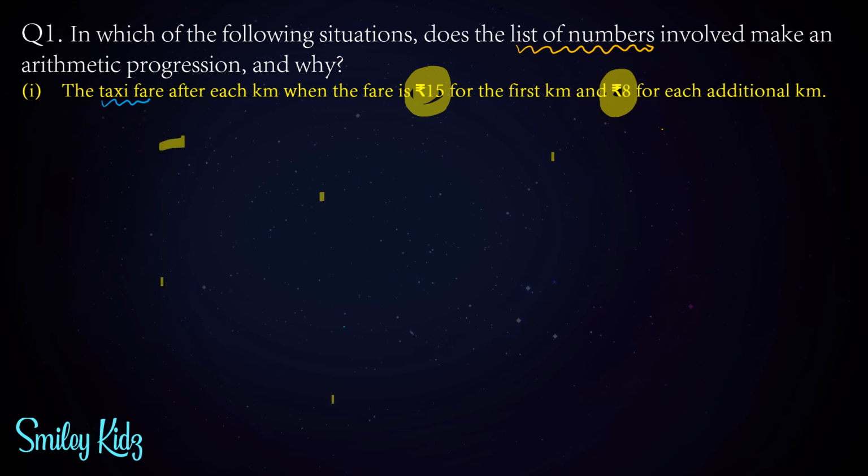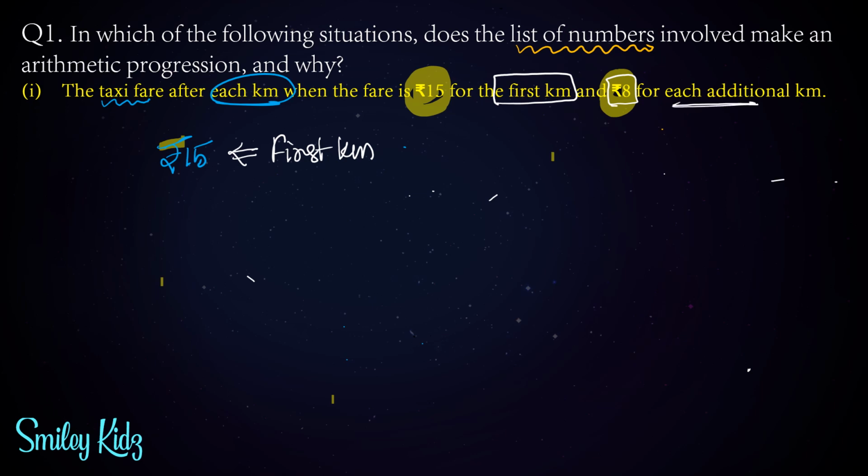That means first, the taxi fare after each kilometer when the fare is rupees 15. Now the fare is rupees 15 for the first kilometer only. So, rupees 15 is for the first kilometer. Then we have the next part of the question which says, and rupees 8 for each additional kilometer. That means, rupees 15 is our initial for the first kilometer.